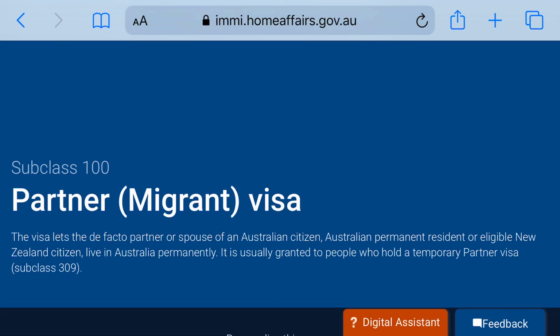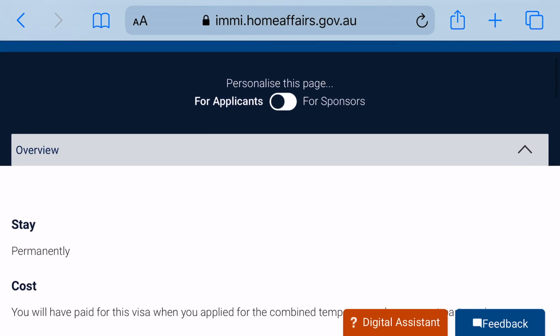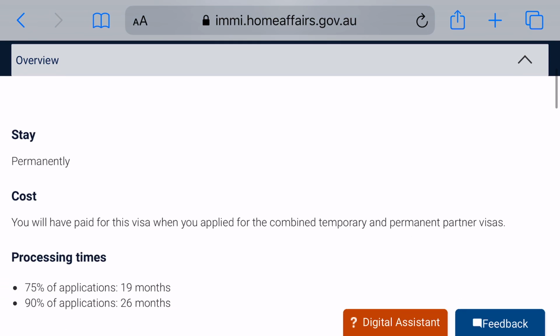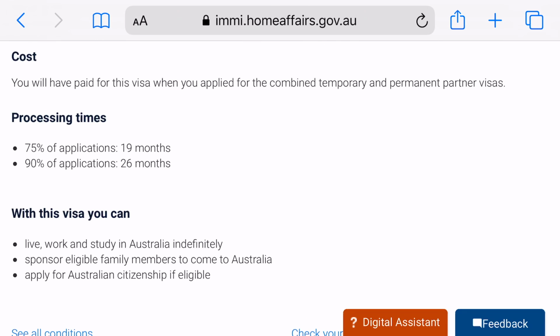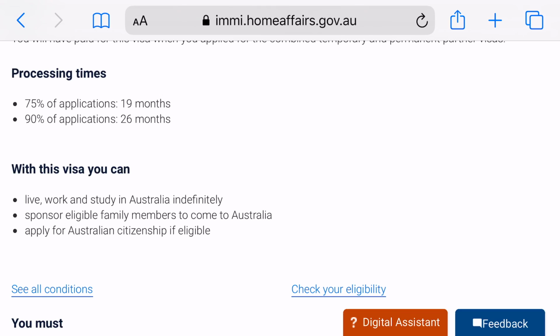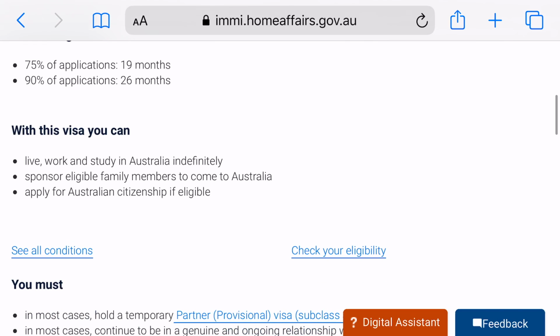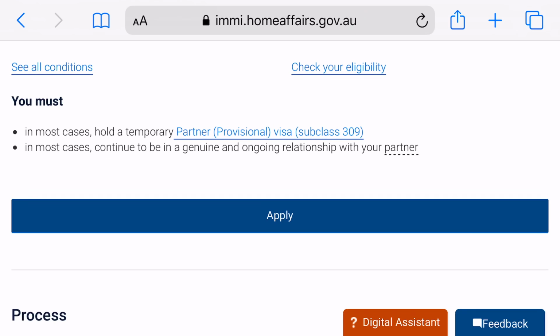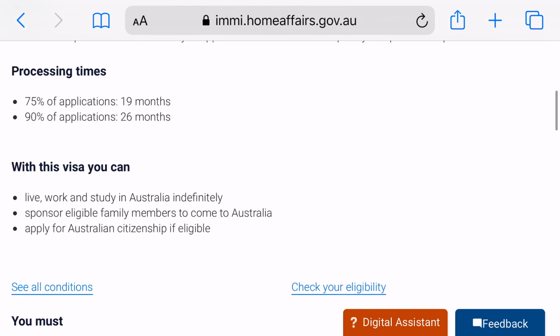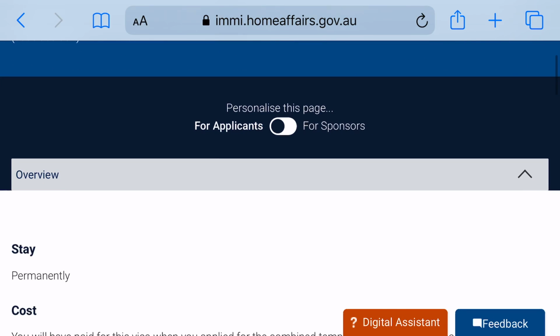First of all, when you apply for 309, at that time itself you pay the whole visa fee. That is why you see the cost here is zero. It's not applied because you have already paid for it. As this is a permanent visa, you can live, work, and study in Australia indefinitely. Sponsor eligible family members, and apply for Australian citizenship if you are found eligible. You must hold a temporary subclass 309, and in most cases continue to be in a genuine and ongoing relationship with your partner. Okay, so this was the first thing.